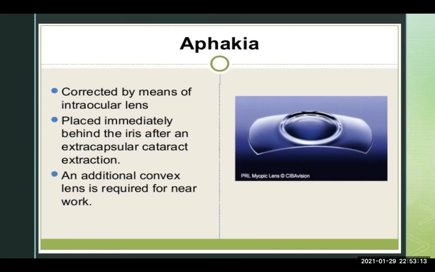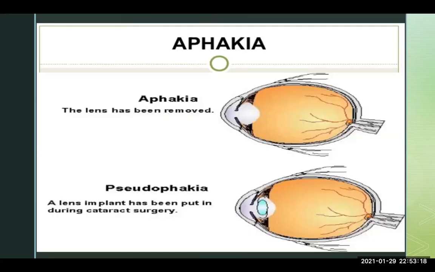An additional convex lens is required for near work because of the loss of accommodation. So up to here the eye is aphakic. After implantation of the intraocular lens, the eye has a lens again but an artificial one, so it's called pseudophakic. Phakic means crystalline lens; artificial lens is called pseudophakic. It will correct the vision for far and intermediate distances, but this patient will need additional correcting glasses for near vision.